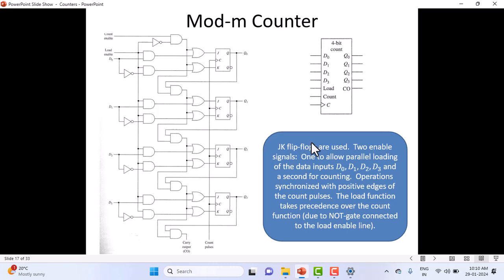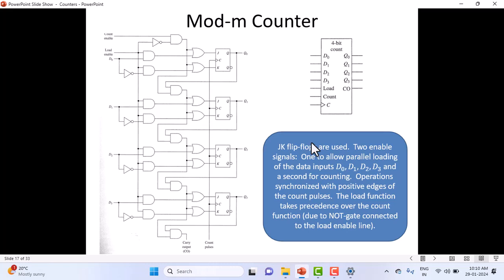And look at your count enable. What happens when both are 1? As I already told you, when both are 1, load enable is going to take priority. It will ignore the count enable and load enable will take the priority. That means it expects our D0 to D3 data to be loaded here.